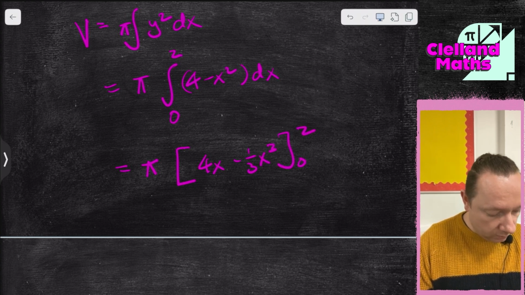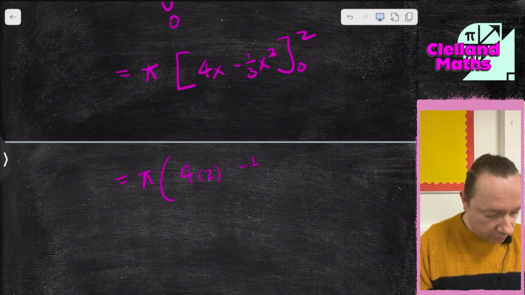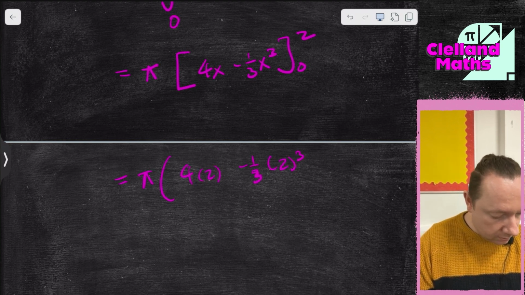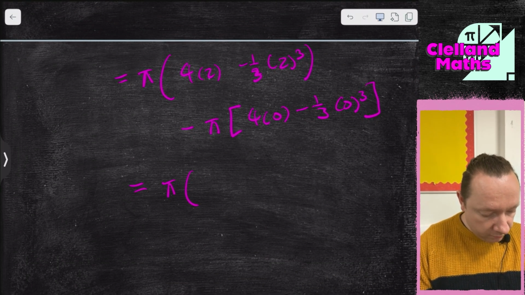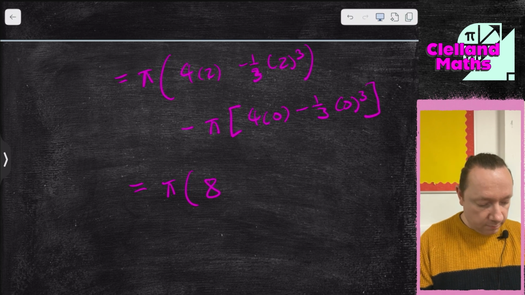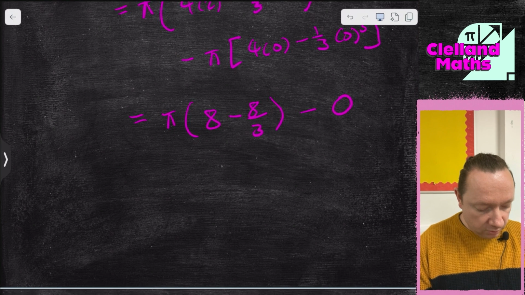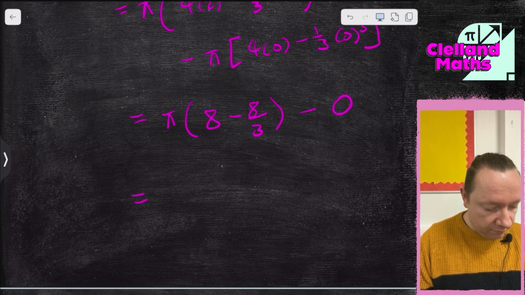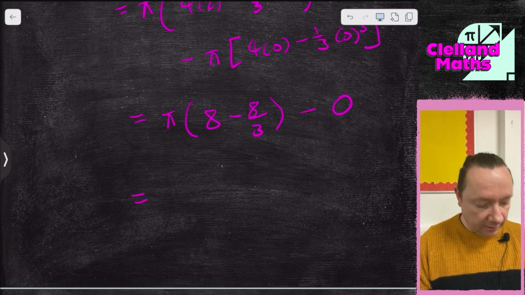Between 0 and 2, so we just sub in. So that gives me pi, 4 times 2 minus a third 2 cubed, minus pi, 4 times 0 minus a third 0 cubed. That's pi, 4 twos is 8, 2 twos is 4 times 2 is 8, minus 8 thirds, minus nothing. 8 minus 8 thirds, and remember it's a calculator paper, but I will do this without. 8 threes is 24, so 24 minus 8 is 16.